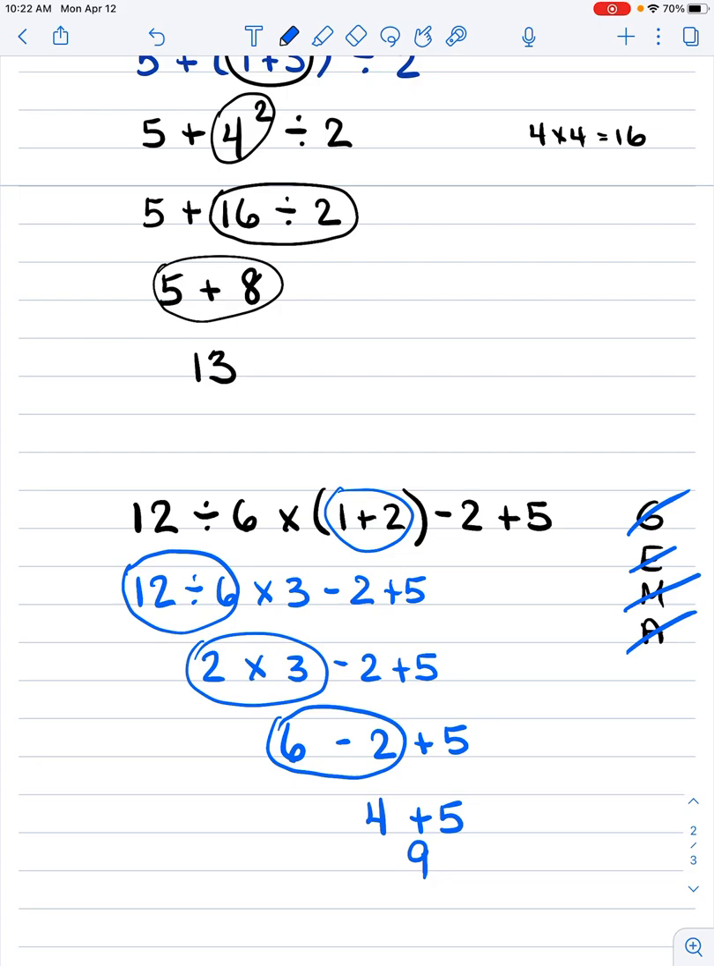Now, I want to caution you because students, since I've been teaching, think that you do multiplication before division, you do addition before you do subtraction. That is not the case. What you see first from left to right, you do first.